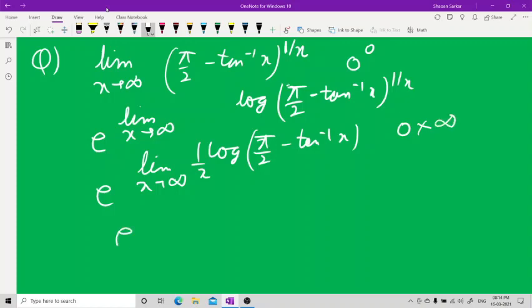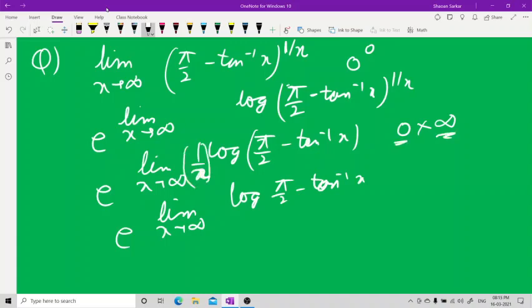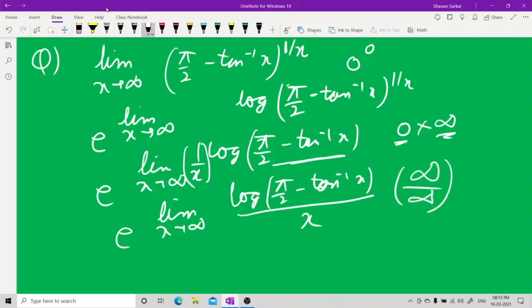So what you do is limit x tends to infinity of log(pi by 2 minus tan inverse x) upon x. That's why this 0 has come and this infinity has come, because from log 0 it is infinity. Now this is x, upon x. Now it is infinity by infinity form. Now you can use your L'Hopital rule.